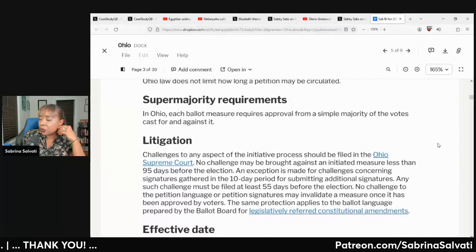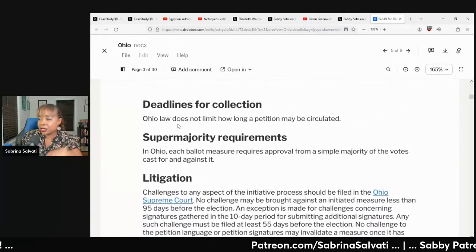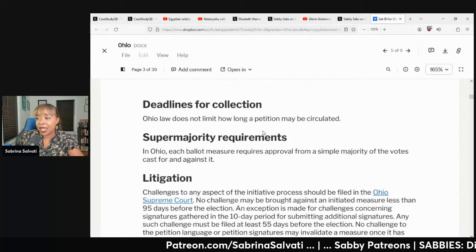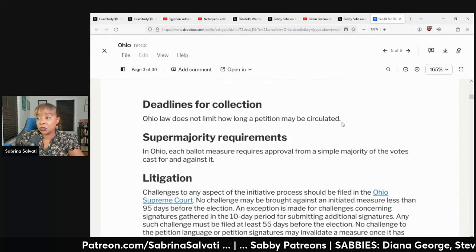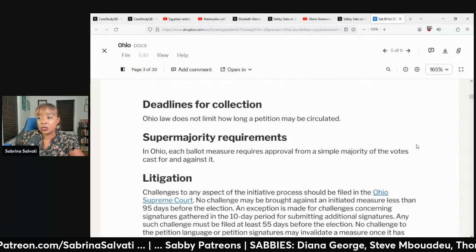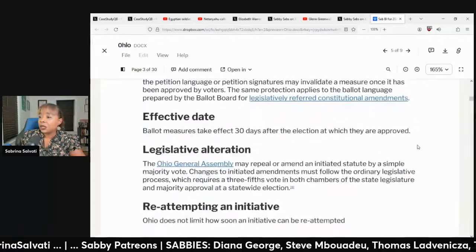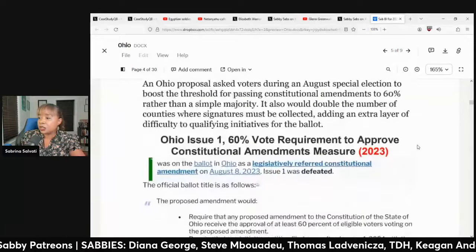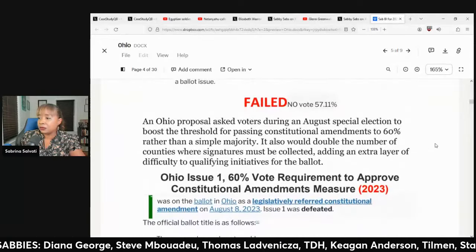Oh, this part is important. I'm sorry. Deadlines for collection. Ohio law does not limit how long a petition may be circulated. That's huge when you compare that to other states. And then I want to get to the first initiative here, which failed.